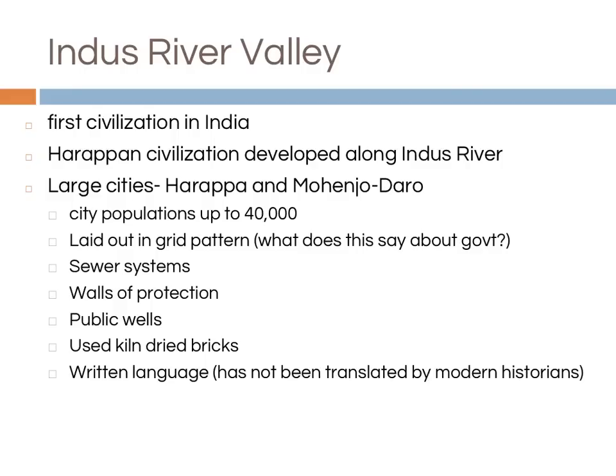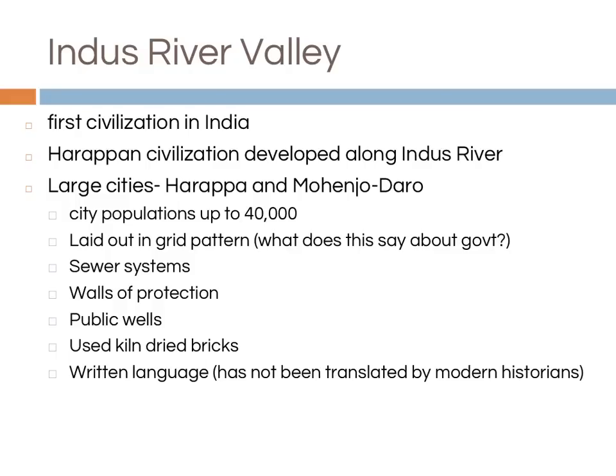Because if you just let people kind of do their own thing and build wherever, it's definitely not going to be laid out in a grid. You have to have rules, regulations, people to enforce them, all kinds of things in place in order to develop a city that was this well organized. They also had sewer systems, so they used pipes that kind of used gravity underground to carry waste out of people's homes and out of the city.